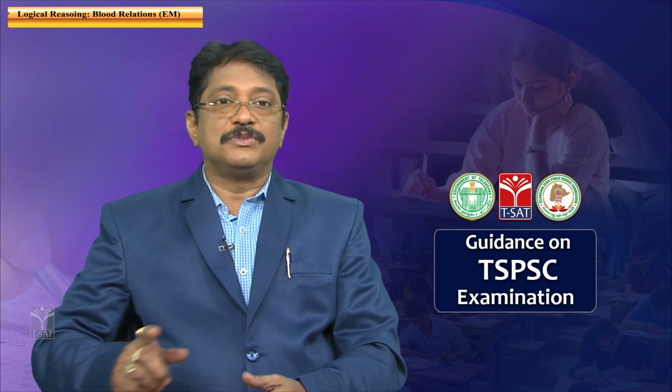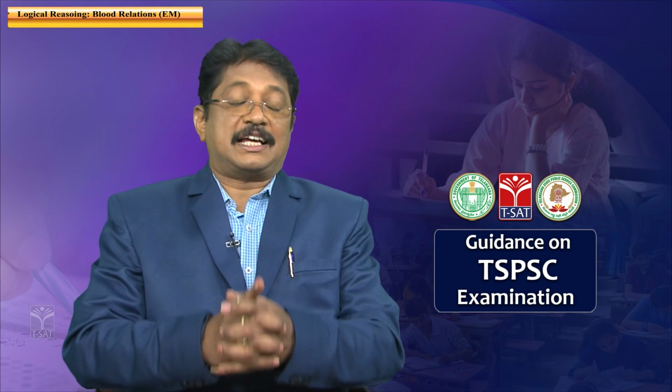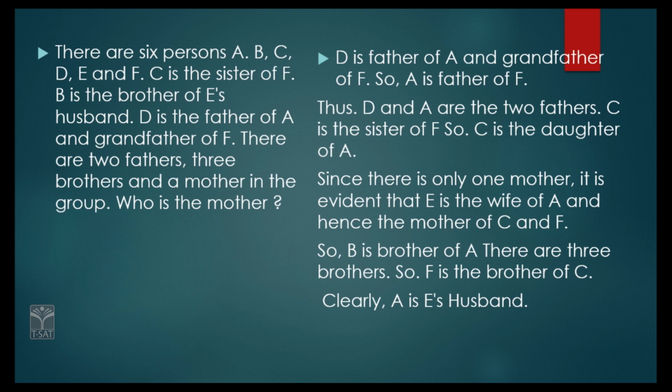Okay, now we'll see one more. Already I said to you, this kind of question repeats many times, but the context is totally different, though the concept is the same. There are 6 persons A, B, C, D, E and F. C is a sister of F, B is brother of E, E is husband, and D is the father of A and grandfather of F. There are 2 fathers, 3 brothers and a mother in the group. Who is the mother? See how beautiful the question is.